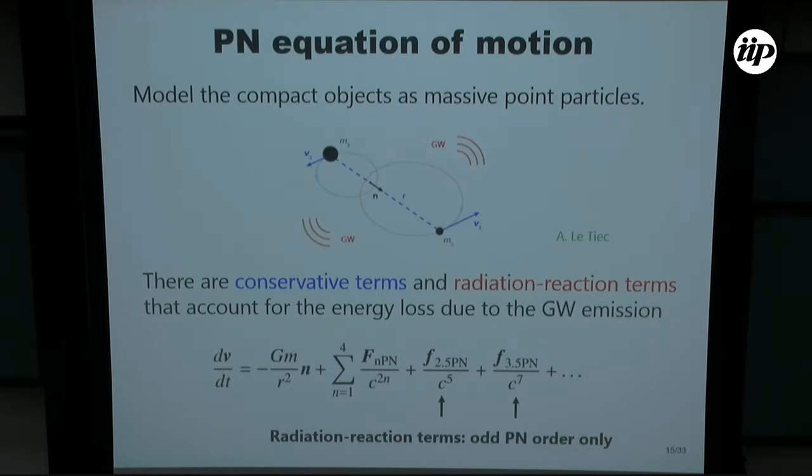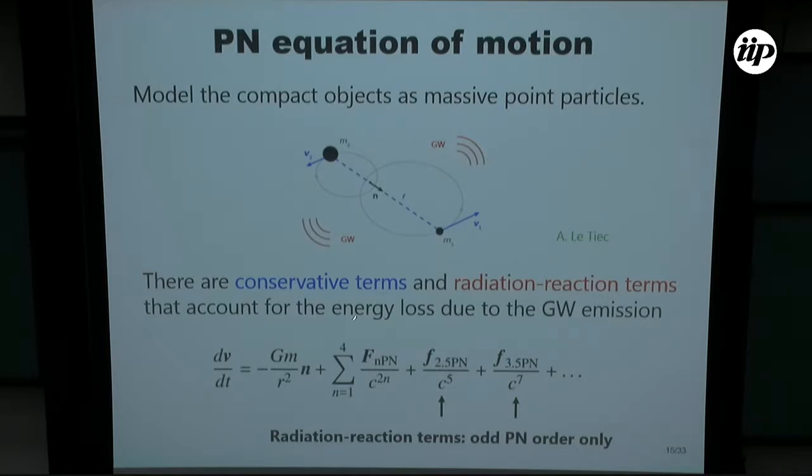So in the rest of the few slides, we will assume that we have the equations of the post-Newtonian expansion of the gravitational field. I will discuss how this can be used to solve the binary problem more practically.